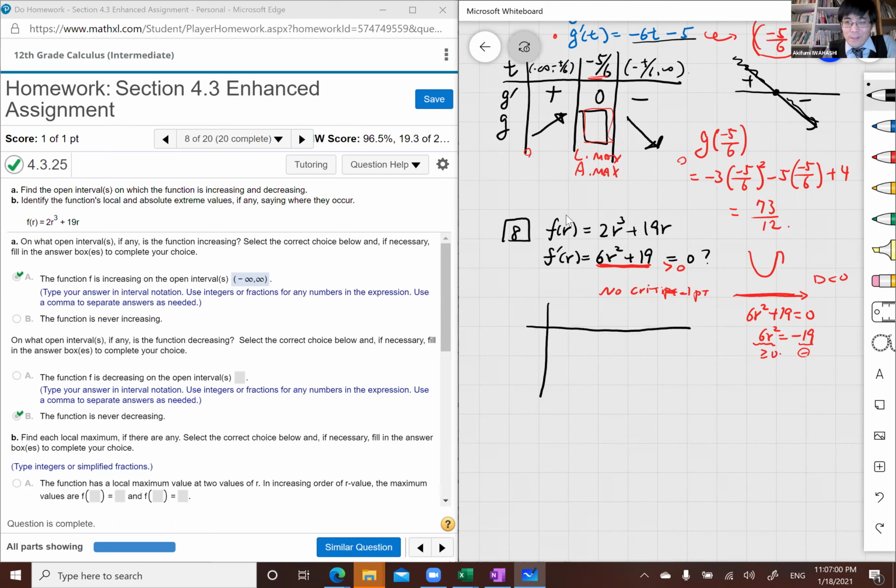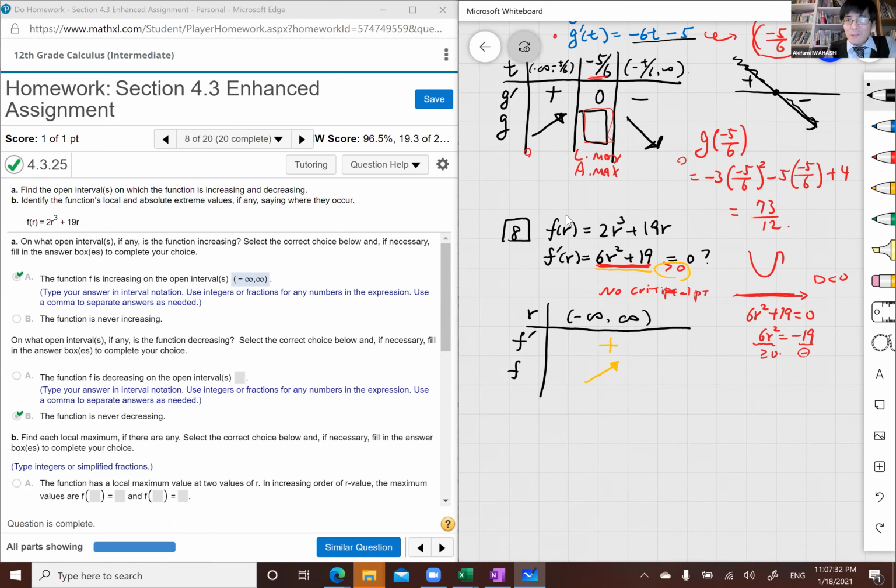Now you're going to make a table. r is a variable, and we are going to check f dash and f. No critical point means I don't have anything to insert. We don't need to put anything. So you just have one big interval, and in that interval, the derivative is always positive. That means the graph is increasing everywhere.